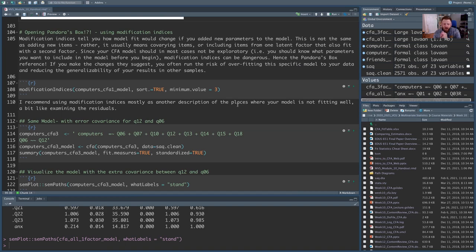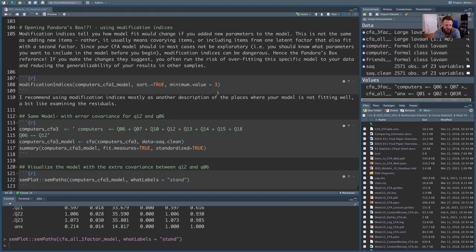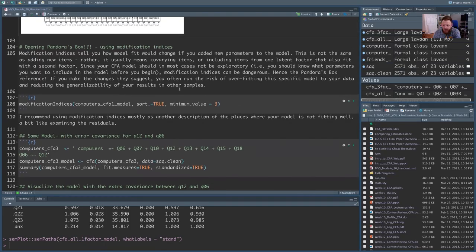Another word for this is the bias-variance trade-off, which also gets talked about. Very specific models don't perform well in new samples. That's where Pandora's box can be really tricky, but I'll show you what they are and how they work. So the command is really straightforward.